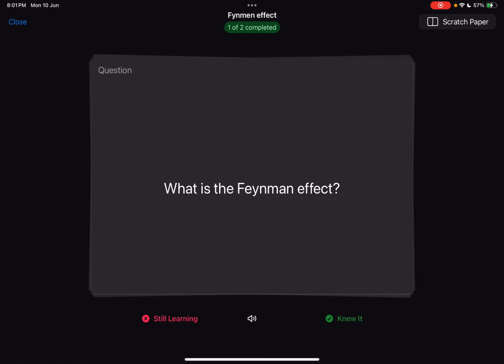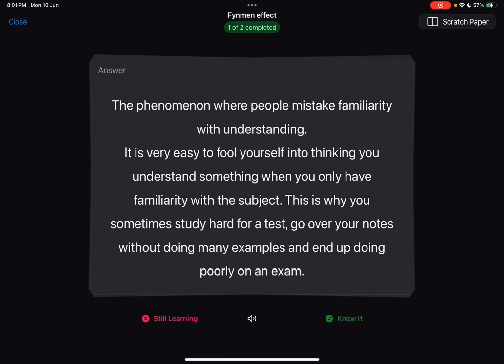So let's discuss it. The Feynman effect is a very famous term. It means that when you are watching video lectures, this is a phenomenon where people mistake familiarity with understanding. It is very easy to fool yourself into thinking that you understand something when you only have a familiarity of the subject.